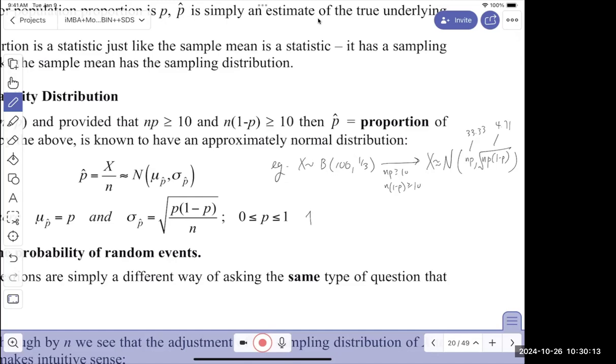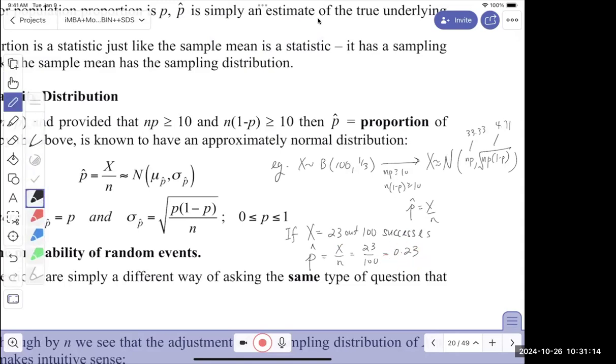Then what do you expect about p hat? What is p hat? P hat is x over n. So let's say we're talking about 23 out of 100 successes. What would p hat be? P hat would be x over n. Let's plug it in. 23 out of 100, so it converts the count into a probability, or a proportion, sorry, I should say.